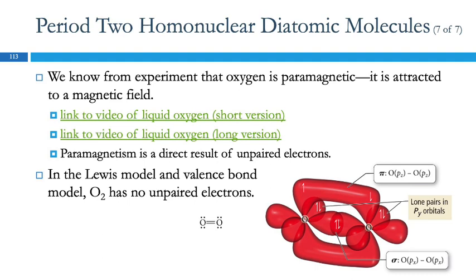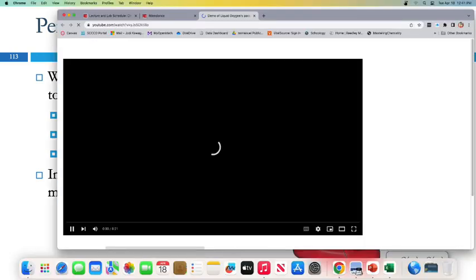So we're going to talk about magnetism again, paramagnetism and diamagnetism. So we know from experiment that oxygen is paramagnetic. Oh, I didn't know that. Well, let's watch this.